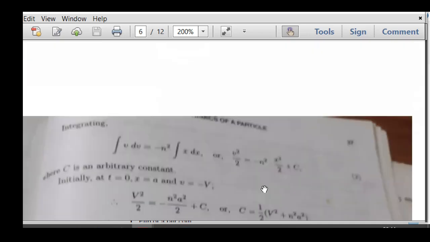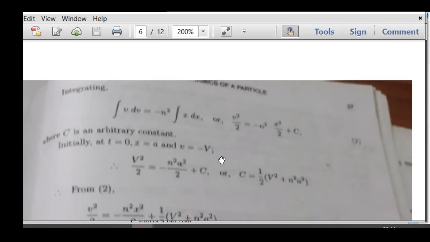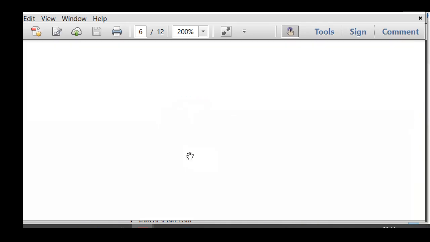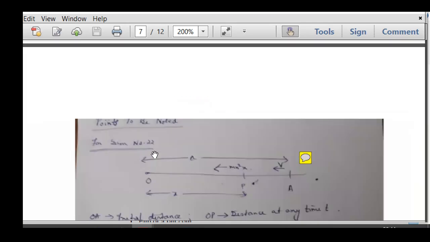Then you go on doing this integration. I am not going into these calculations again because you all know this now. Initially the arbitrary constant comes up, and we have to remove it. So at t equal to 0, x equals a, because the initial distance was a. And v equals minus v, because it is projected towards the point. But what is small v? Small v is dx/dt, and dx/dt is increasing in this direction, but your V is in the opposite direction. So dx/dt equals minus V.